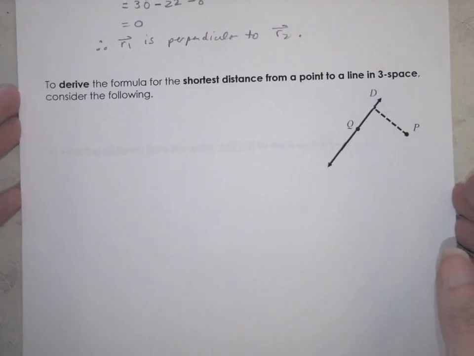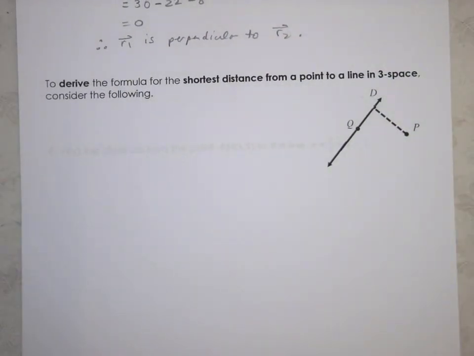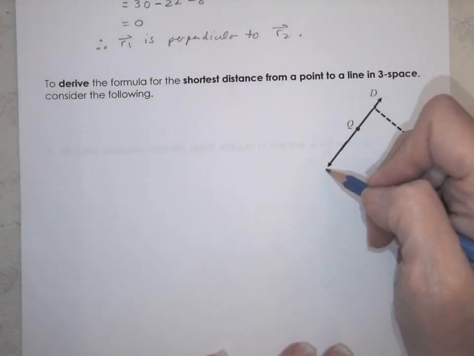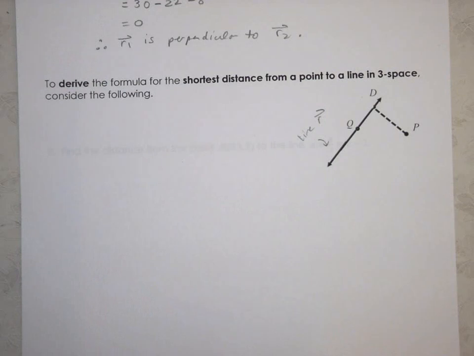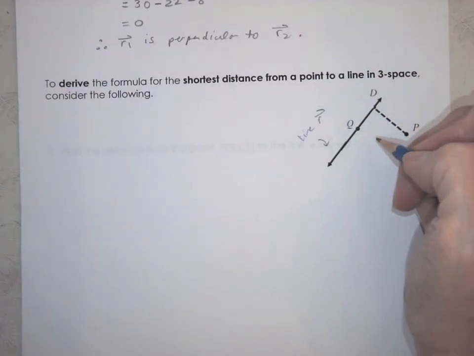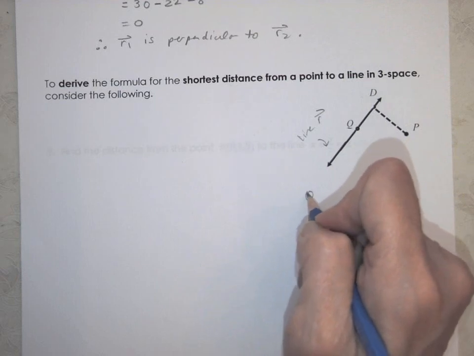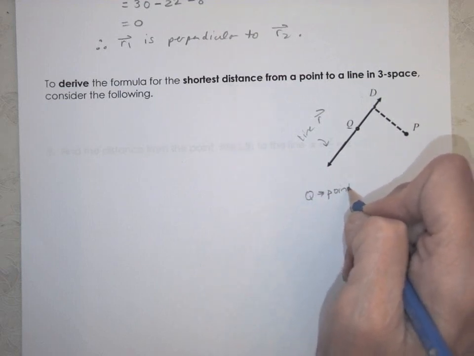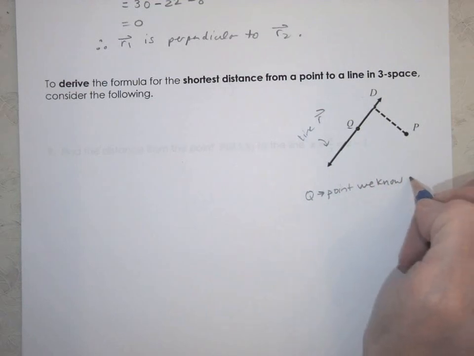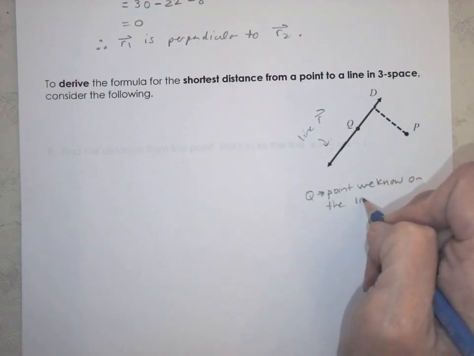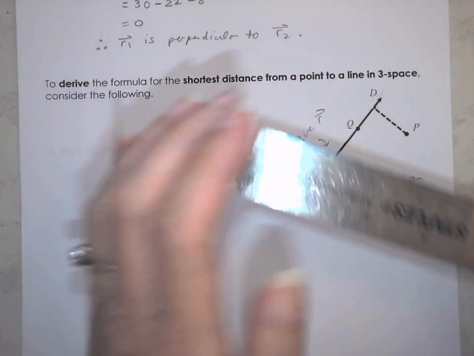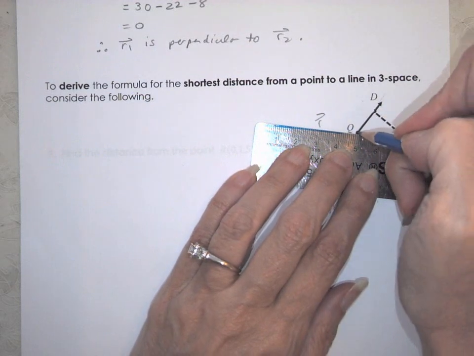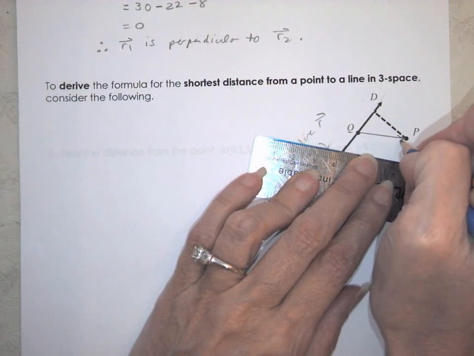All right, so we're going to move on to deriving the formula for the shortest distance from a point to a line in three space, different than in two space. So here's our line, R. It's got a known point Q, a point we know on the line. We're trying to find the shortest distance between this line R and this point P. So I'm going to draw in the vector QP.